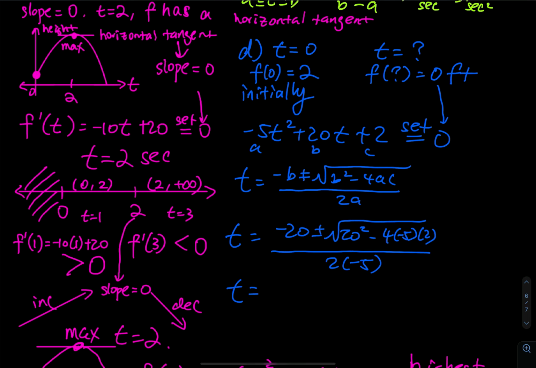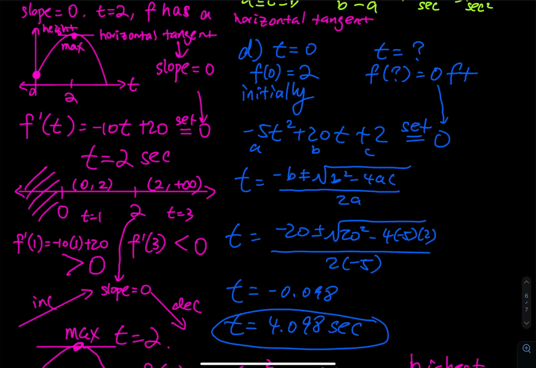So the first one is t equals negative 0.098. The second one is t equals 4.098. This is in seconds. This is the answer that we are looking for. So when t equals 0, the apple is 2 feet above the ground. When t equals 4.098 seconds, the apple is exactly on the ground. So the apple takes that many seconds to go up and then drop back to the ground. How about the negative? Don't worry about it, because time cannot be negative.